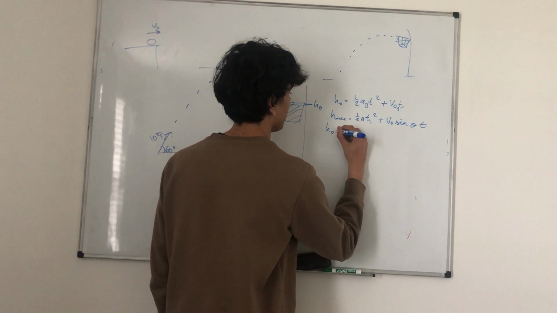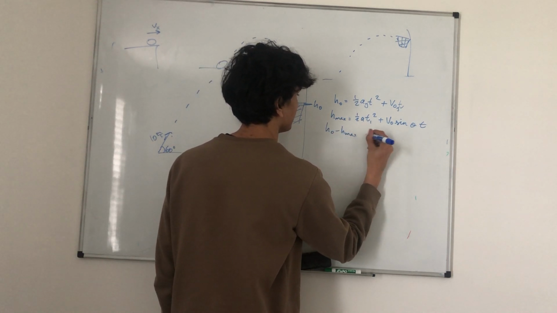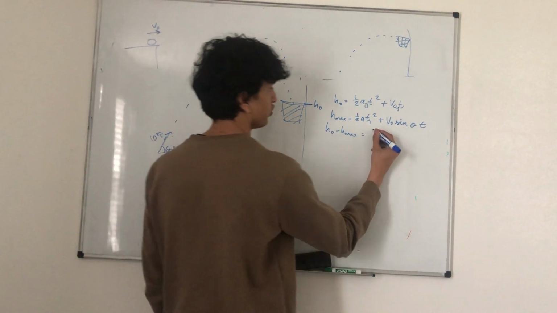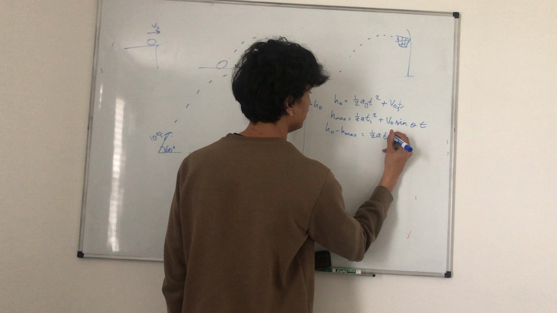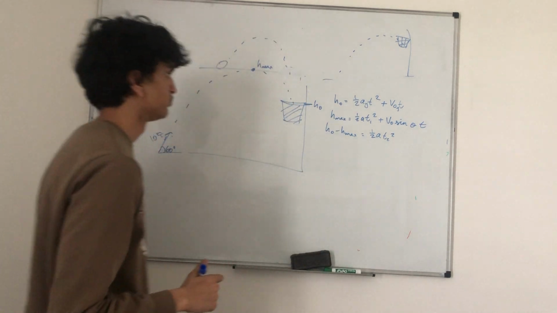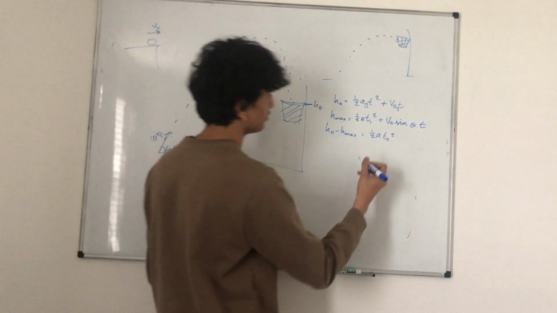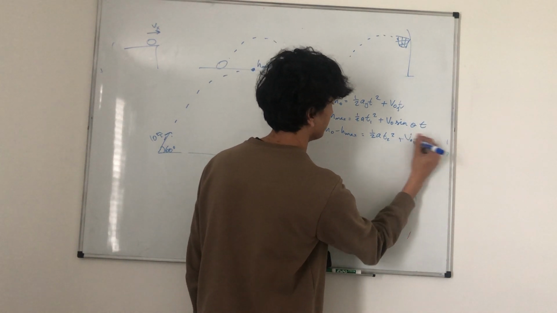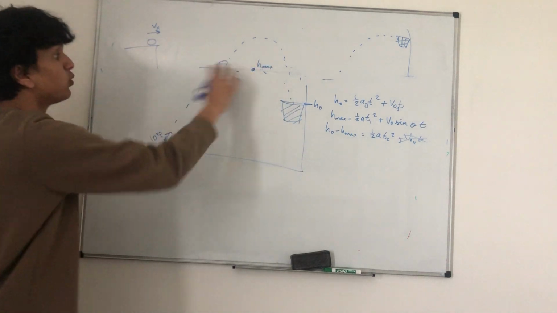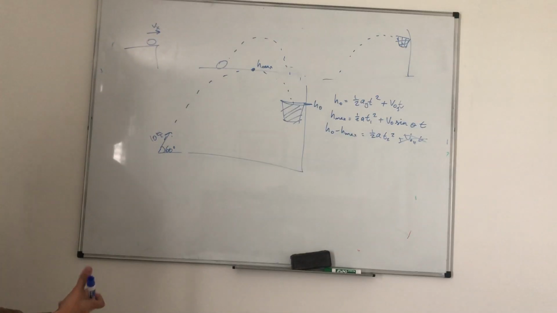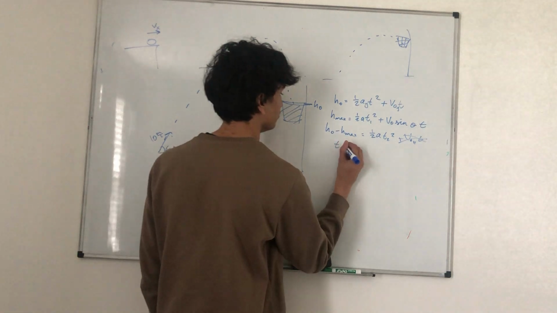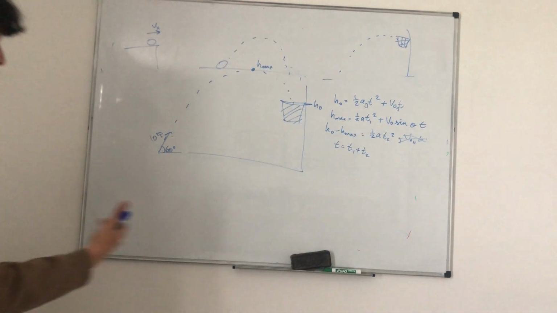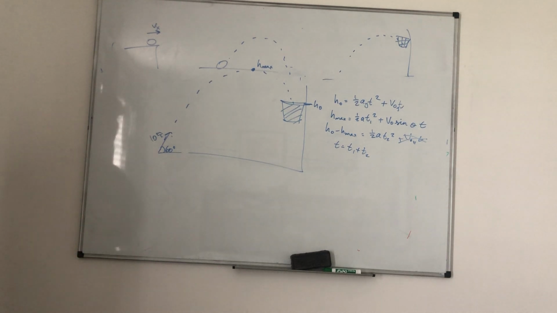So h naught minus h max equals the same sort of equation, 1/2 a t2 squared, and there's no v naught y t, because at the top the v_y is 0. Then you could say that t is equal to t1 plus t2. So that's one way you can approach these kinds of problems. You can also do the quadratic method.